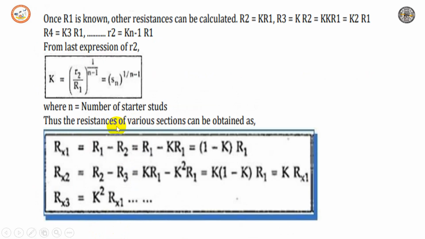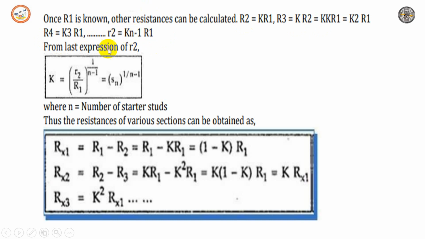With this equation, we can proceed as I said, R2 is equal to K into R1, where R3 is equal to K into R2, which can be written as K square into R1. So in terms of R1, we can write all the resistances at each step. That is R3, R4, etc. If R1 is known, we can calculate R2. So R2 will be K into R1. R3 will be K square into R1. Then R4 is equal to K cube into R1. Looking at this, we can generalize the final resistance Rn will be equal to K to the n minus 1 into R1.